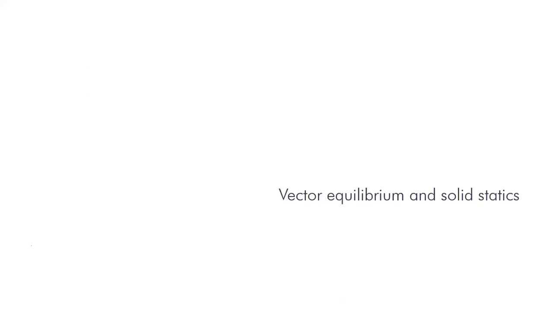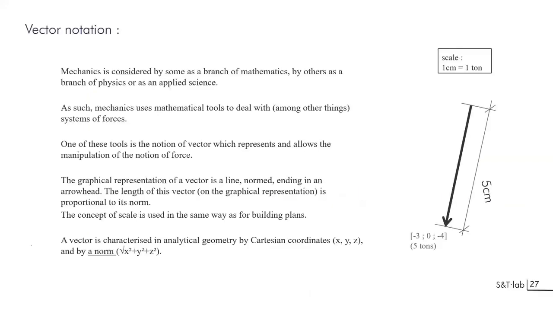Let's move to the question of vector equilibrium and solid statics. We will go back to the very first concept, the notion of vector. A vector is a kind of arrow that has a direction, a start and an end. The length provides the information about the magnitude of the force applied. Of course, to use graphic statics, you will have to draw this vector to scale, so you can physically measure the length of this vector to get the value of the force involved.